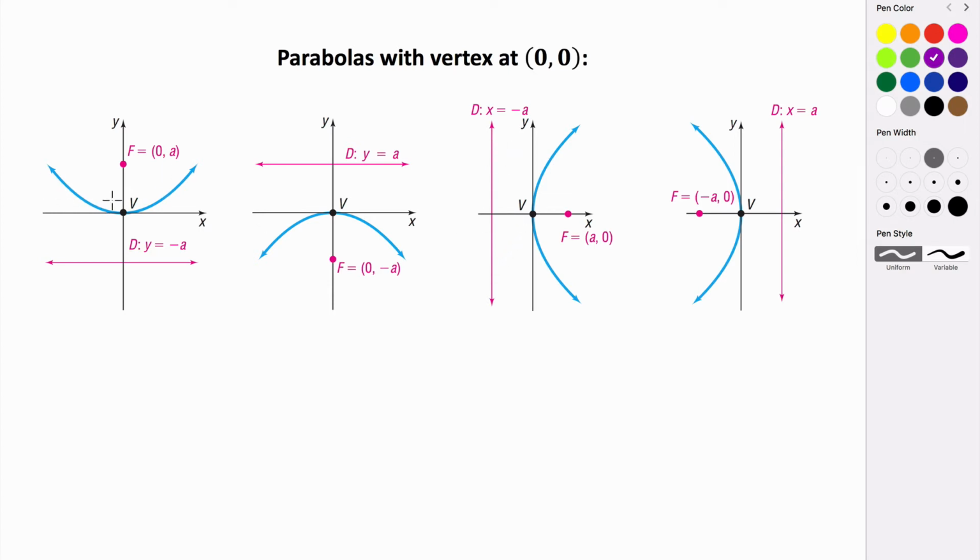Now, one thing that you can see is our parabola always opens toward the focus. So if the focus is above the vertex, that means our graph opens up. If it's below it, it opens down. If it's to the right, it opens right. If it's to the left, it opens left.